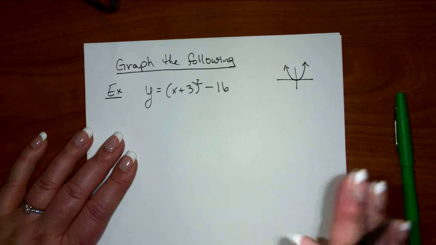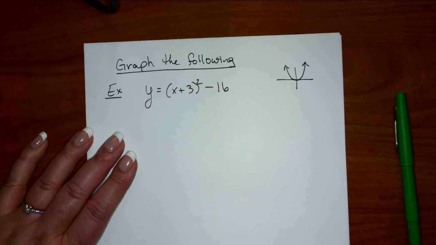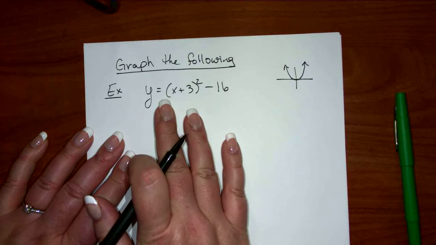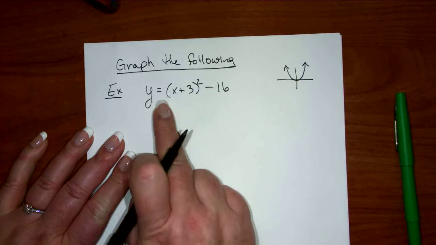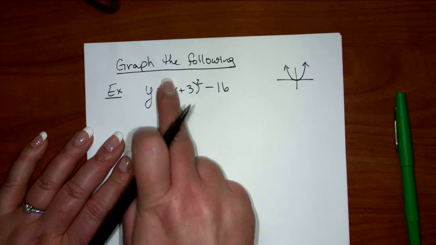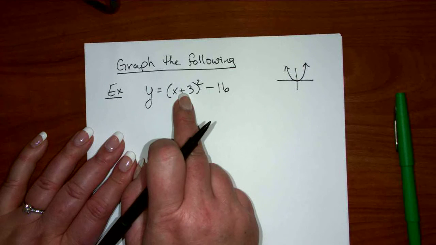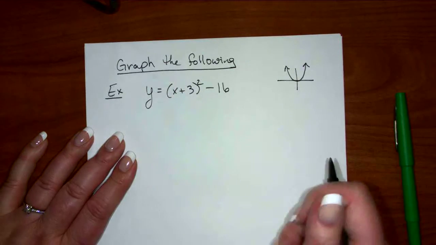Whether it opens up or down. And what about this one? Up. How do you know if it opens down? Negative where? In front of the bracket. What if there's a negative in the bracket? No, doesn't matter. Only in front for a parabola. So it's going to look like this.